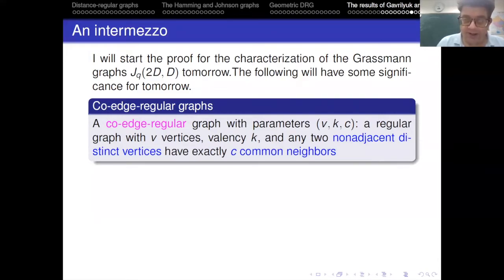So a co-edge regular graph with parameters (v, k, c) is a regular graph with v vertices, regular with valency k, and any two non-adjacent distinct vertices have exactly c common neighbors. So it's a generalization of strongly regular, because here you don't need to have that any two non-adjacent vertices must have a common neighbor.